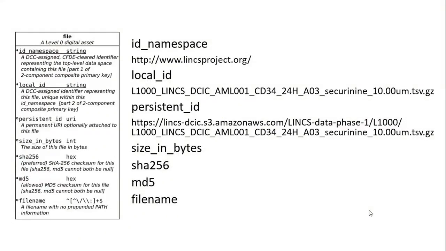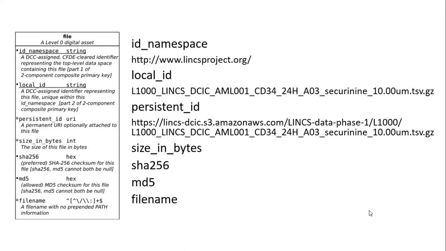I'll start with a level 0 data package because it's pretty simple and straightforward. It's just a single table named file.tsv that contains all of these metadata categories. For the level zero LINCS data package, the ID namespace ends up being just the LINCS project URL. This is basically identifying the larger project or grant that all the data is coming from. The local ID is usually the local path to the file, and this ended up being the same as just the file name. The persistent ID is the actual link to the path to the file in the S3 bucket. So here I just have three examples for those. And then the size in bytes is pretty self-explanatory. It's just the size of each of the files.